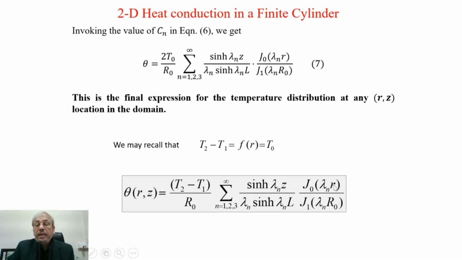So if we substitute r and z coordinates correctly, and maybe we take the first 3 n values or first 2 n values, we will get the correct distribution of theta on the domain of interest. So that was our task, basically two-dimensional heat conduction in a finite cylinder.